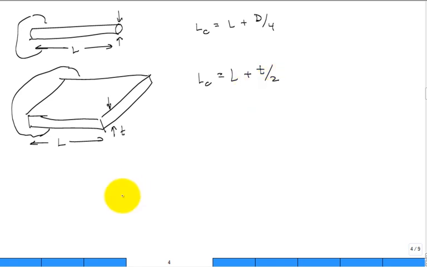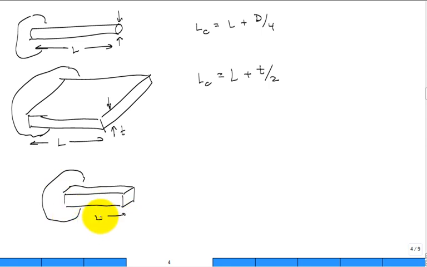And now we have a cousin. It's a square pin, and it's connected to the base, and it has length L going like this, and it has side, what do you want to call this? Let's call it S. It's S by S. It's square. Okay. The corrected length is going to be L plus S divided by something. Let's all guess. 4, 2.